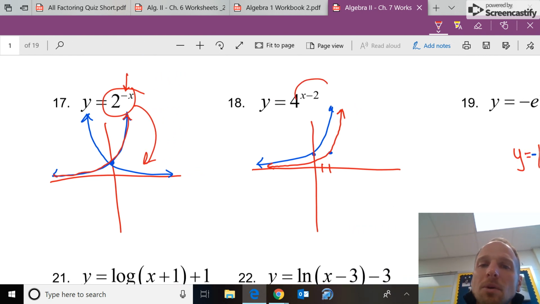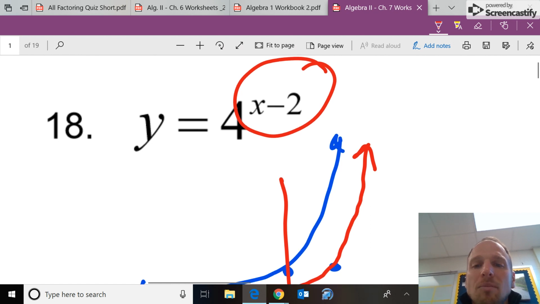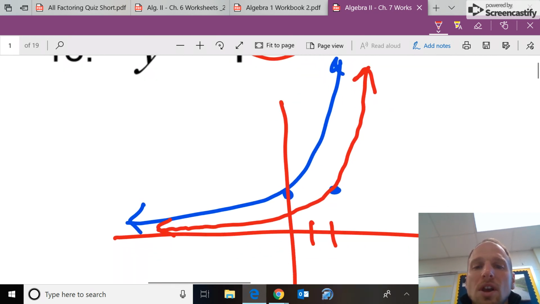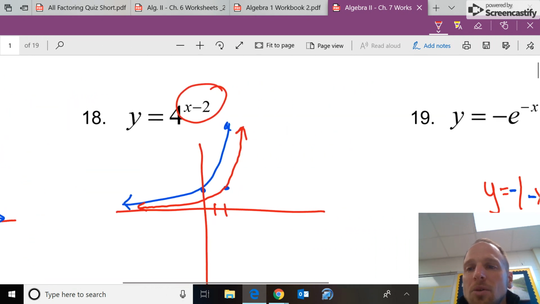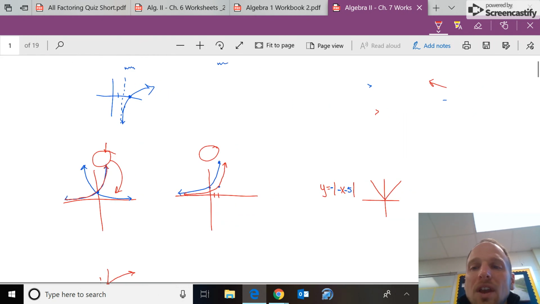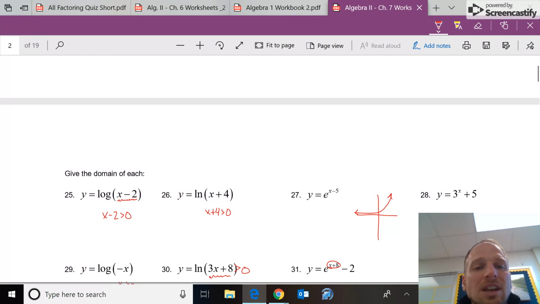Right here, number 18, notice that it's an x minus 2. Remember, if it's x, it's sliding left and right, and it's the opposite. So instead of minus 2, it's going to go plus 2. So the blue here is our parent function, and the red, after we scoot it 2 to the right, is what it would look like. All right, so we've got a bunch of different transformation rules, but they're ones that you have seen before.